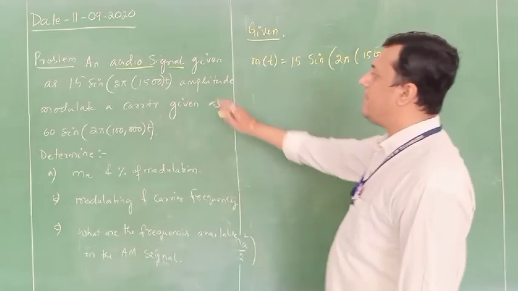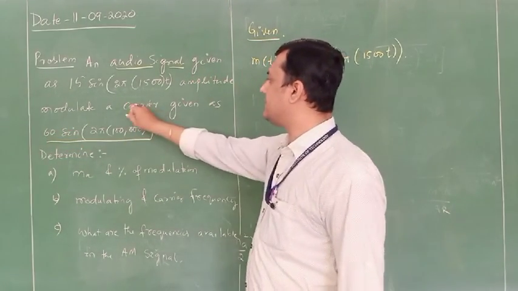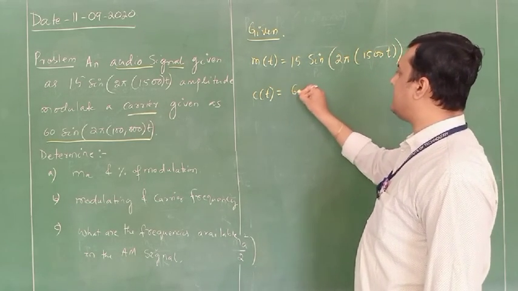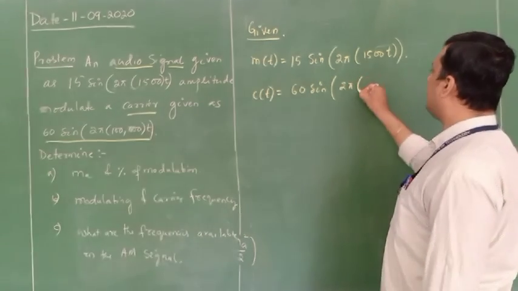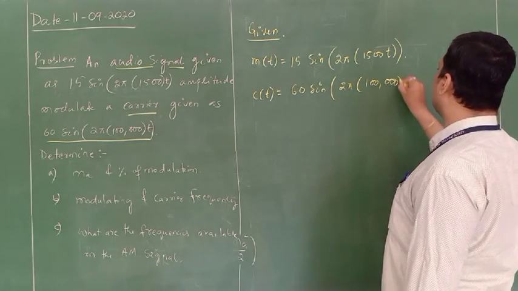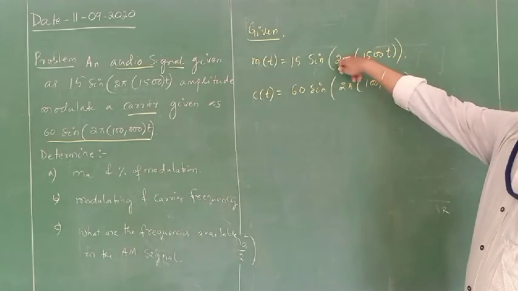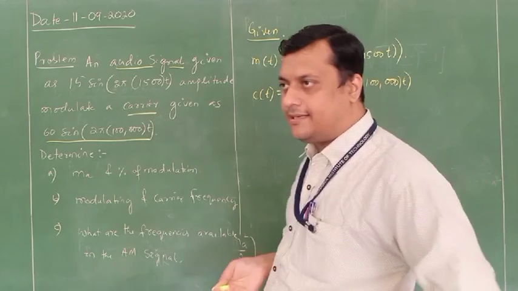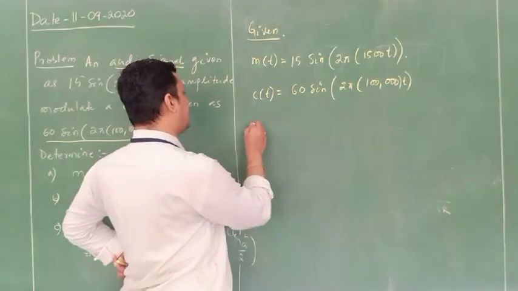Okay. Amplitude modulates a carrier means a carrier is given. This is the carrier. So let us consider c of t is equal to 60 sine 2 pi 1 lakh t. Okay. So this is the modulating signal, this is the carrier signal, and we need to represent the modulated signal, modulation index, percentage of modulation. So bit by bit we will start.